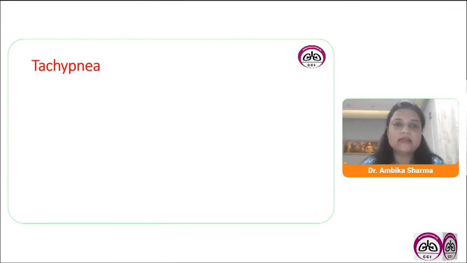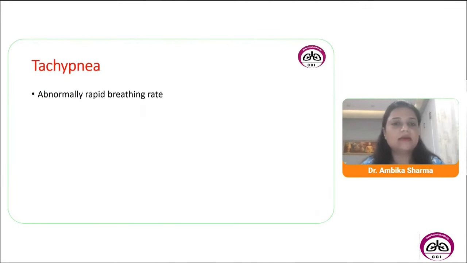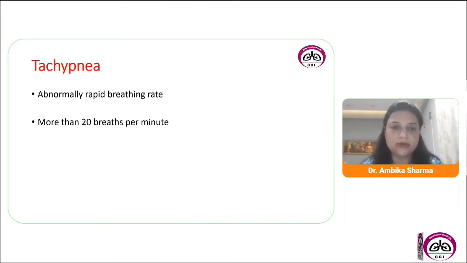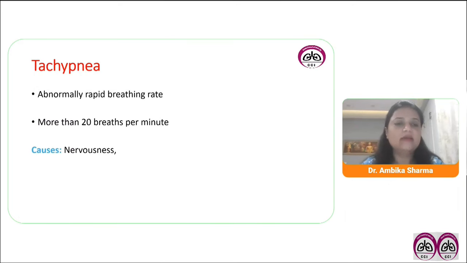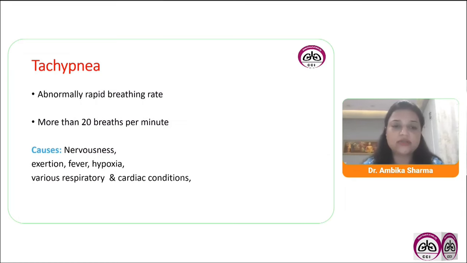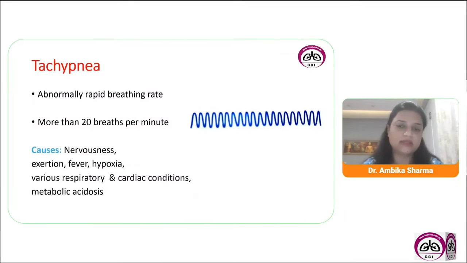Opposite to bradypnea, there is tachypnea, where abnormally rapid breathing rates can be observed. In adults, when the respiratory rate is more than 20 breaths per minute, we call it tachypnea. Physiologically, it can be observed in patients who are nervous, on exertion, or with fever, and pathologically in all cases associated with hypoxia, various respiratory and cardiac conditions, and metabolic acidosis. What we are observing in this graph is an increase in the rate of respiration, more than 20.